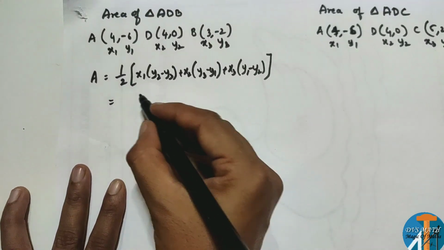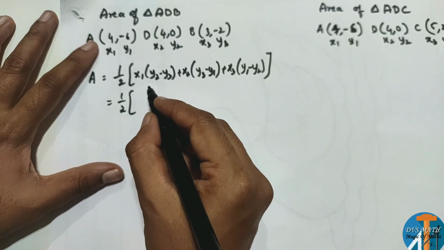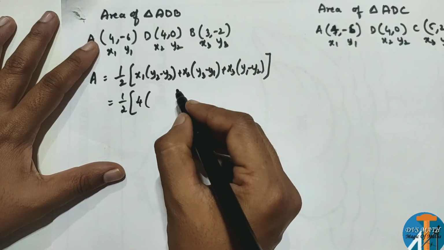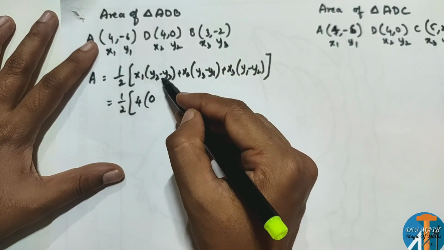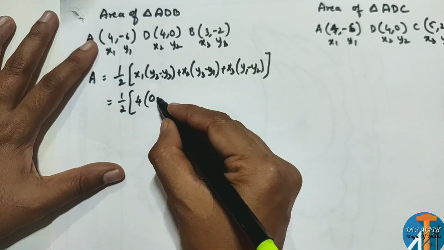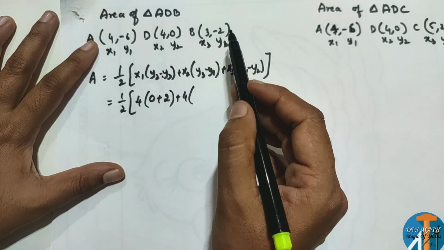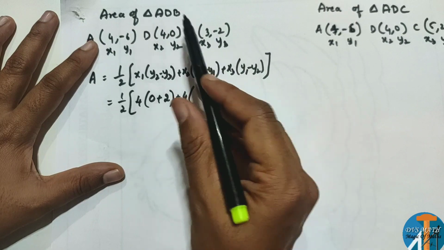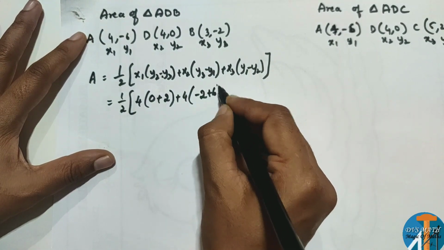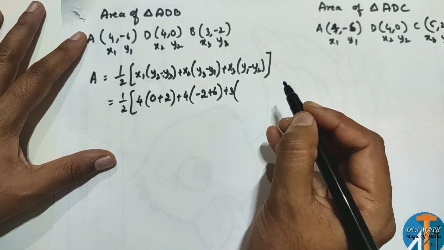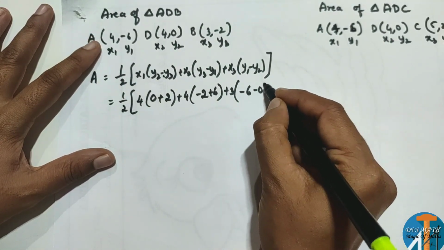So if we substitute, half will be as it is. What is x1 here in the figure? It is 4. y2 minus y3 means 0 minus minus 2. Look here, in the equation you have minus, minus, it is plus 2. Then what is x2 here? 4. y3 minus y1: it is minus 2 plus 6. In the equation you have minus, here minus 6, so it is plus 6. Again, x3 is 3. y1 minus y2 is minus 6 minus 0.